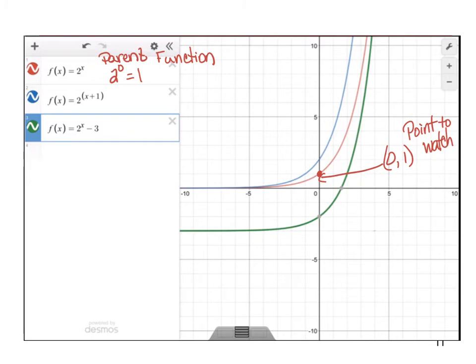Okay? Now, I want us to look at my blue function. What we know when I have numbers with my x is that it is going to move right or left, and it is going to move in the opposite direction of the sign. So this is an x plus 1, so I should be looking at movement to the left 1 space. That's what I should be looking at. So I want you to look at that point 0, 1. That's the point to watch. This point moved to the left 1 space. That's what happened right there. You've got to keep an eye on what that point 0, 1 is doing.